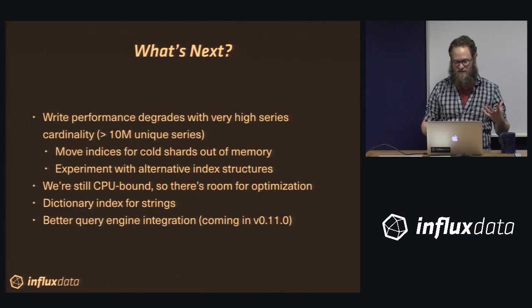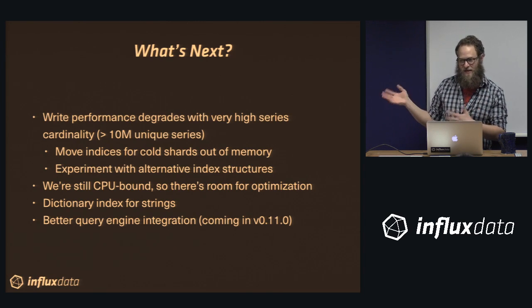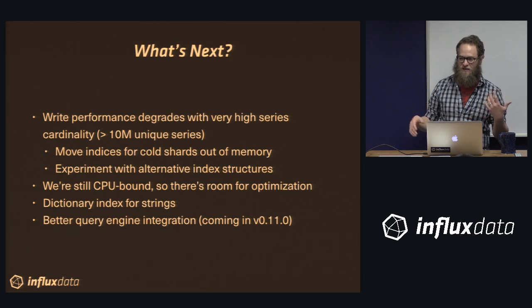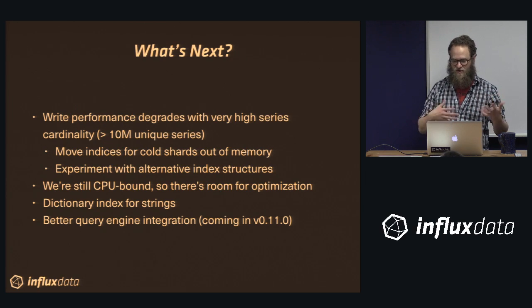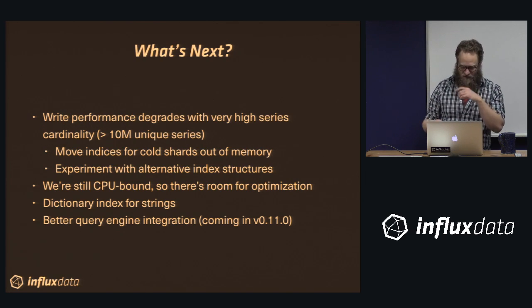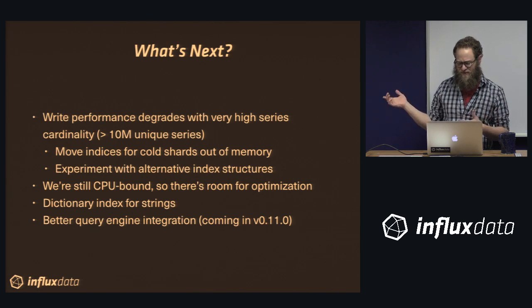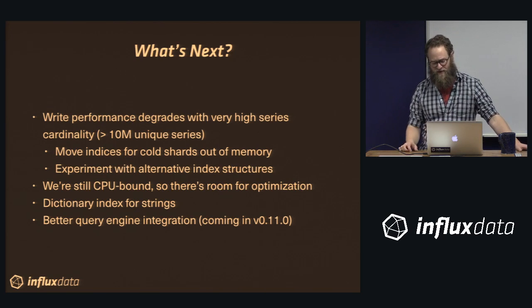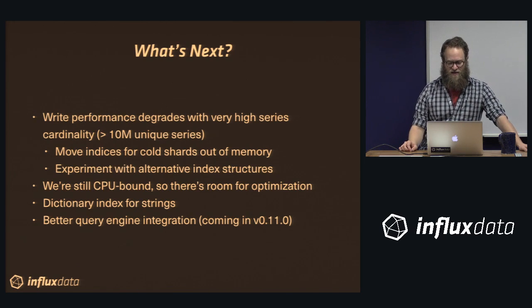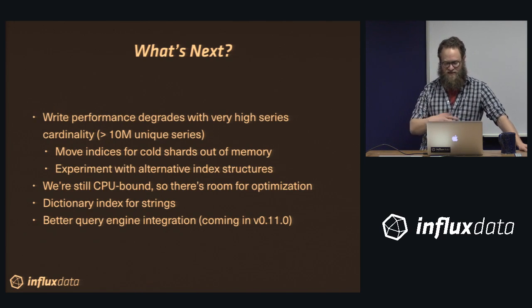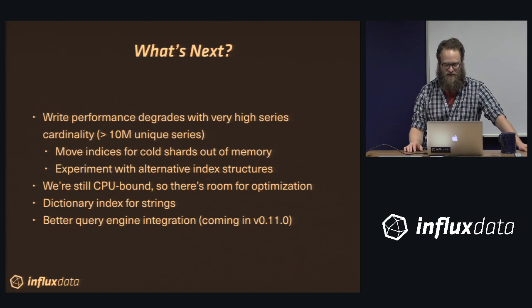So we're looking at some ways to handle that, to make it a little bit more efficient. It's not a very common use case where you have 10 million or more unique series, but as you have more dynamic data sets like Docker containers that are getting started up and shut down, you're creating series that are eventually getting destroyed or no longer getting written to, and we want to be able to handle that. So some of that is experimenting with alternative index structures to make things more efficient, and, as I said, moving some of the data out for series that go cold.